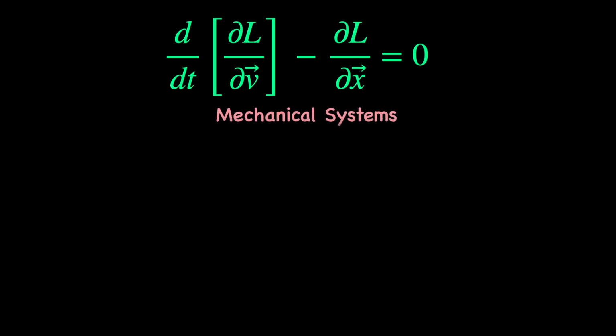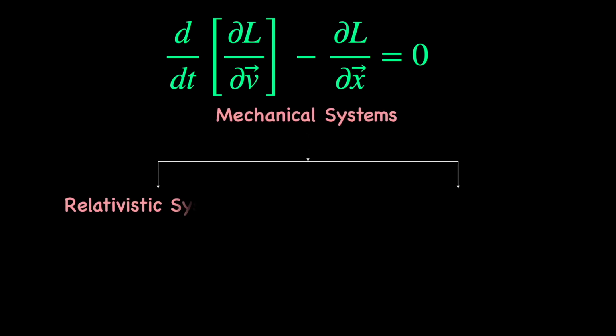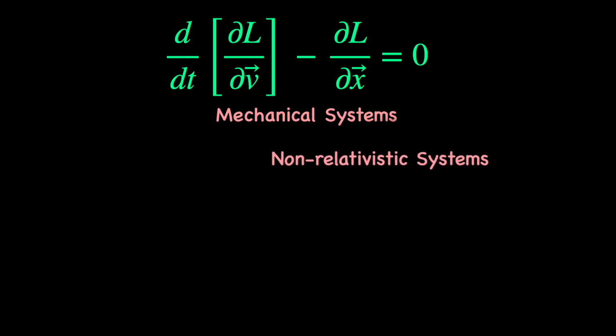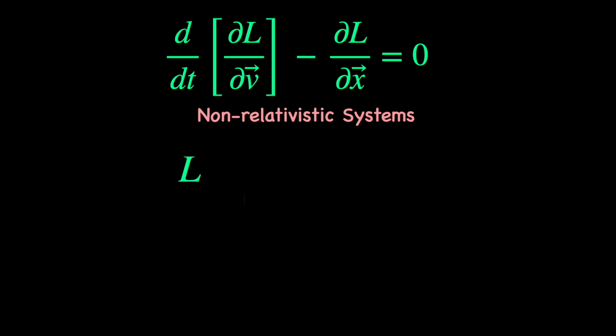Now, all mechanical systems can be classified into relativistic and non-relativistic ones. If the velocities involved, as measured by some inertial observers, is a significant fraction of c, the speed of light, let's say 1/3 c or half c, etc., they will treat it as a relativistic system. Otherwise, it is non-relativistic. For non-relativistic systems, the Lagrangian has a typical form, the difference of their kinetic and potential energies.